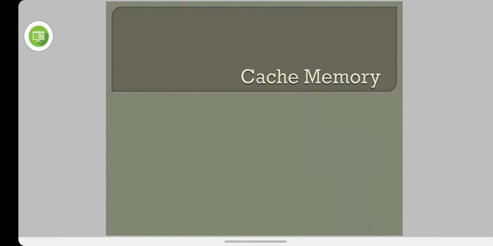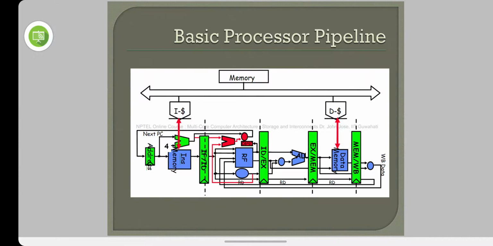When we get into cache memories, consider a basic processor pipeline. I'm not going to discuss in detail what a pipeline is, but we'll have a brief look at it. Pipeline means that the instructions are processed in parallel. It's not like the processor processes one instruction and only later goes to the second instruction. In a pipeline structure, the instructions are executed in parallel.